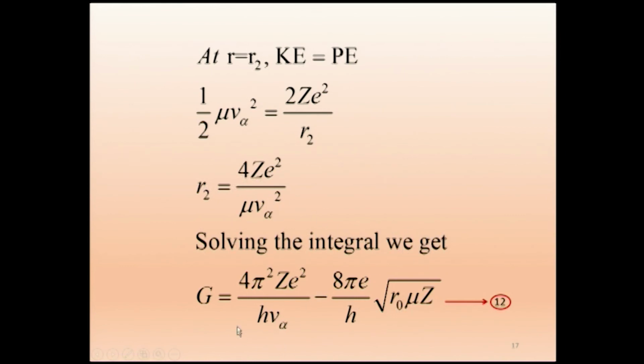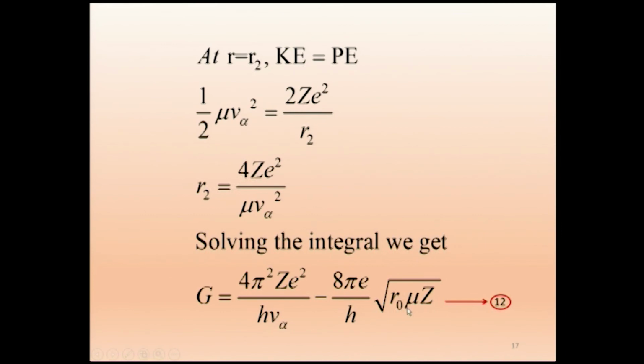Solving the integral, we get g is equal to 4 pi z squared e by h v alpha minus 8 pi e by r0 mu z. So, here all the quantities are known. 4 pi squared, z is the atomic number of the daughter, electronic charge e, h we know Planck's constant, and v is the velocity of alpha particle. So, we get all known quantities here.